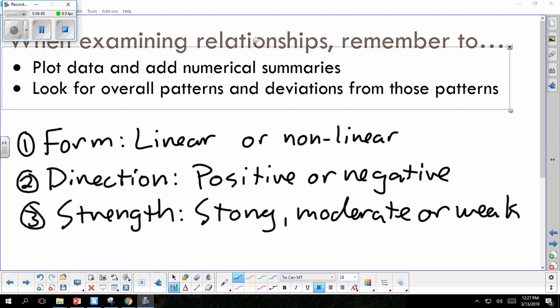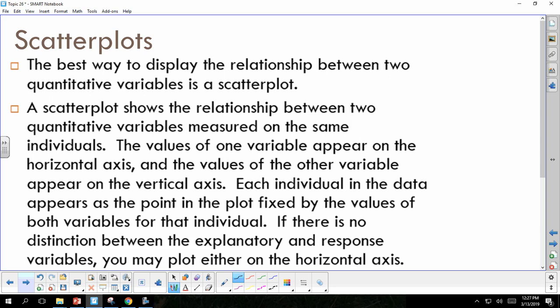Now, scatterplots. Just listen to this. You don't necessarily need to jot this all down, and I'll post the notes online if you'd like to print them out. So the best way to describe a relationship between two quantitative variables is a scatterplot. A scatterplot shows the relationship between quantitative variables measured on the same individual. So each dot in our scatterplot represents one observational unit in which two things are measured. The values of one variable appear on the horizontal axis, and the values of the other appear on the vertical. Each individual in the data appears as the point in the plot fixed by the values of both variables for that individual.